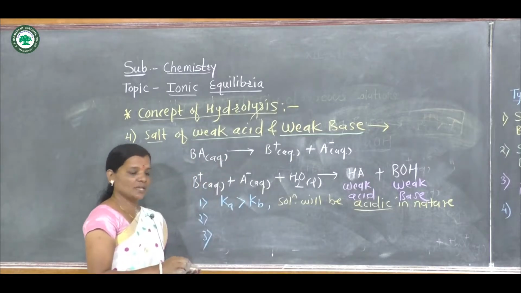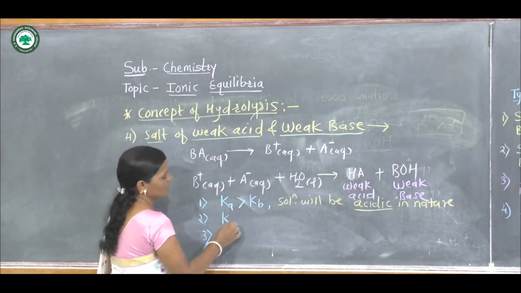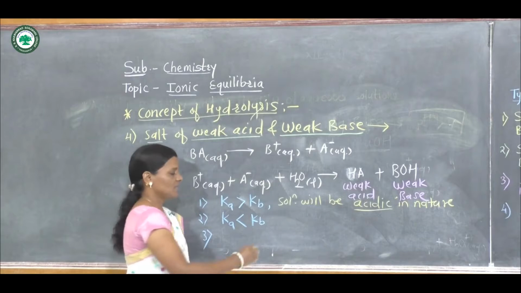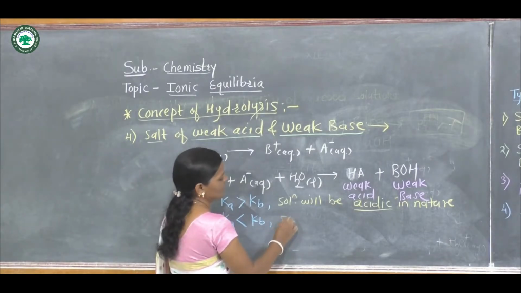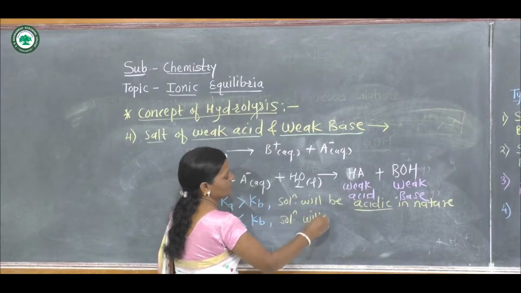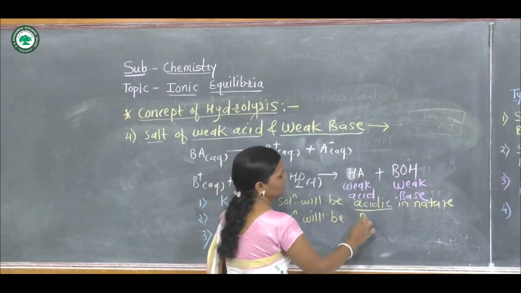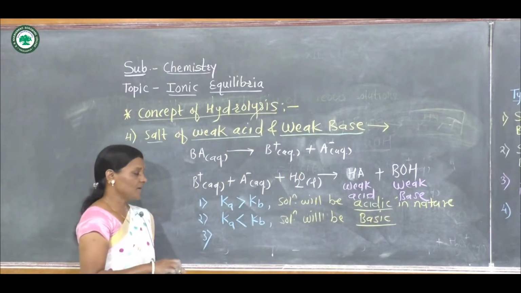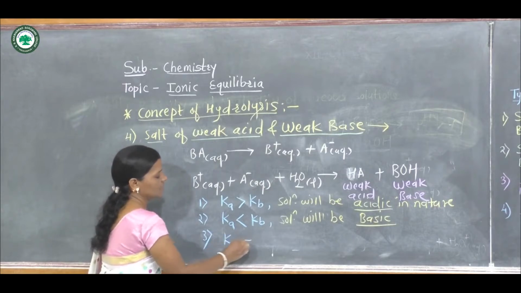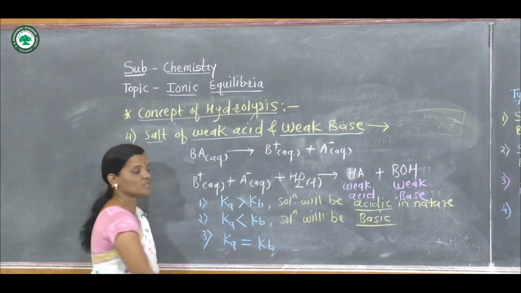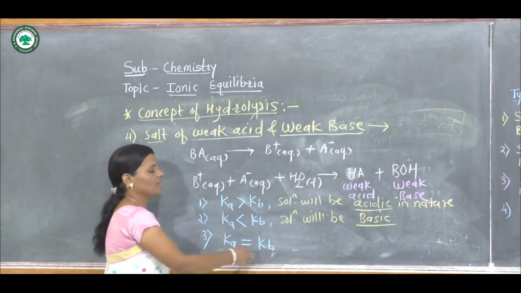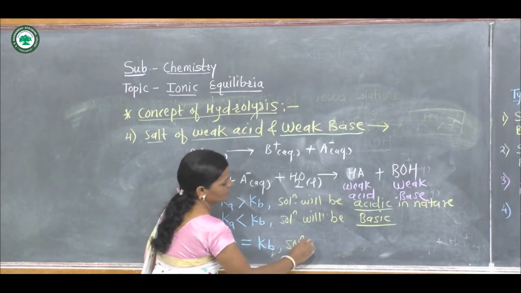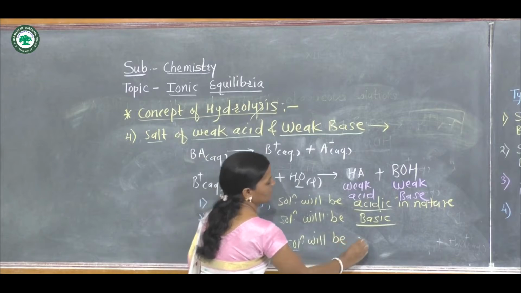Second condition: if the dissociation constant of the weak acid is less than the dissociation constant of the weak base, then such solutions are basic in nature. The solution will be basic. And third condition: if the dissociation constant of the weak acid is equal to the dissociation constant of the weak base, that means both are equal, then the solution will be neutral.